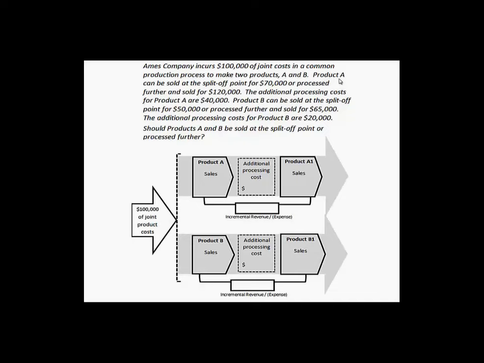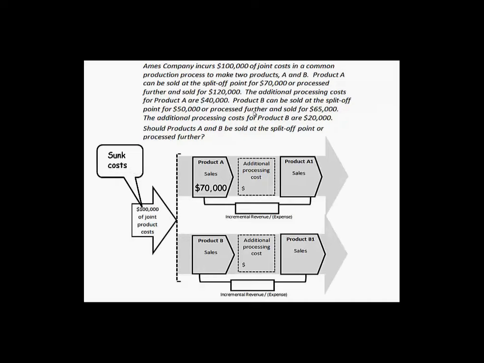Product A can be sold at the split-off point for $70,000. So let's go ahead and take a look at product A. Our sales would be $70,000. I've also included the comment here that the joint product cost of $100,000 are sunk costs, and they're not relevant to this incremental decision process for the joint products.